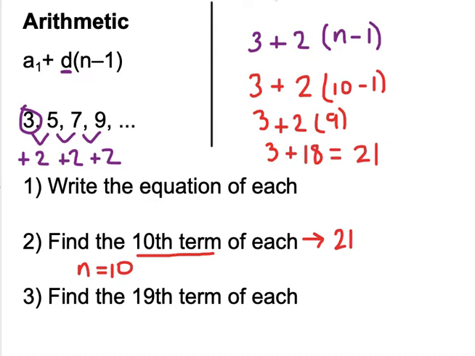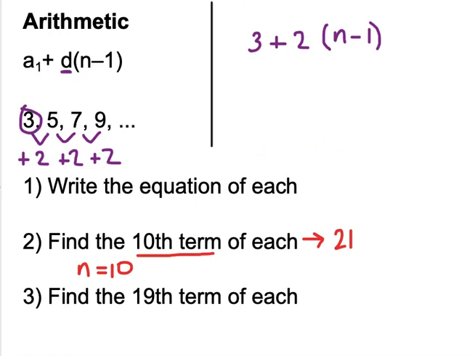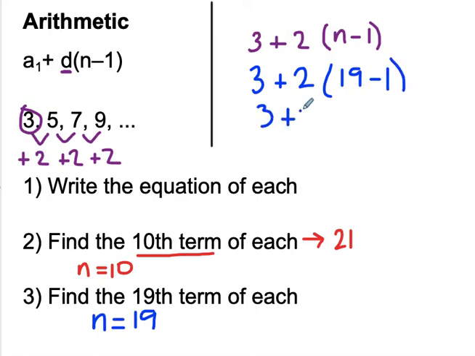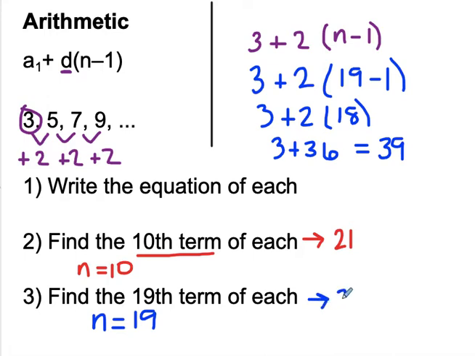Now if I want to find the 19th term, make some space here, that means that now my value for n is 19. So I'm just going to plug in what I have and simplify. 19 minus 1 is 18. 2 times 18 is going to give us 36. And then 3 plus 36 gives us 39, meaning my 19th term is 39.